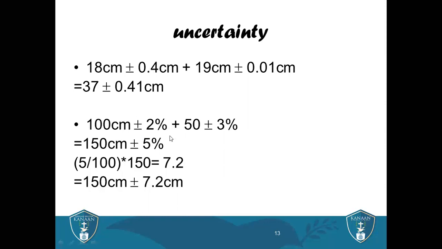Now, for percentage uncertainty, it's exactly the same. You add the front and you add the back in percentage. But sometimes you actually want to convert it back into the number from the percent uncertainty. So we're going to use 100. In this case, it's 5 over 100 times 150, which equals 7.2. I think it's probably 7.2 exact to the dot.